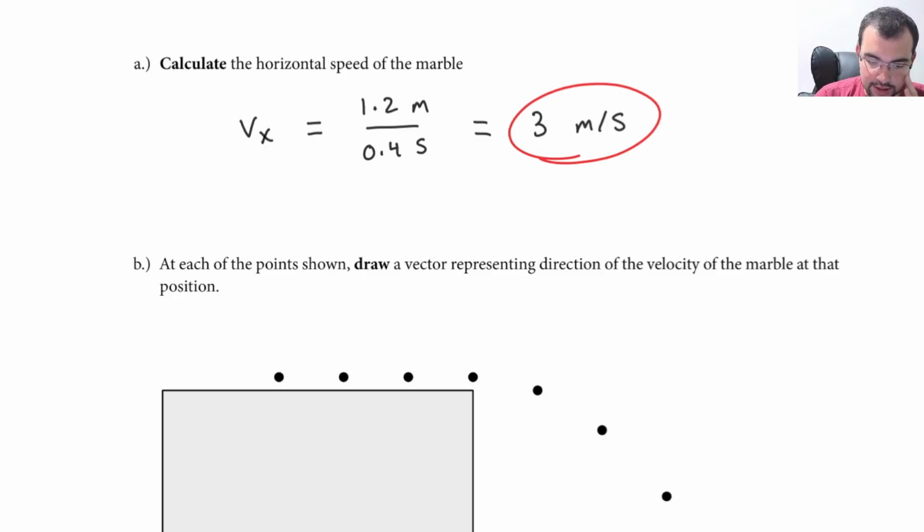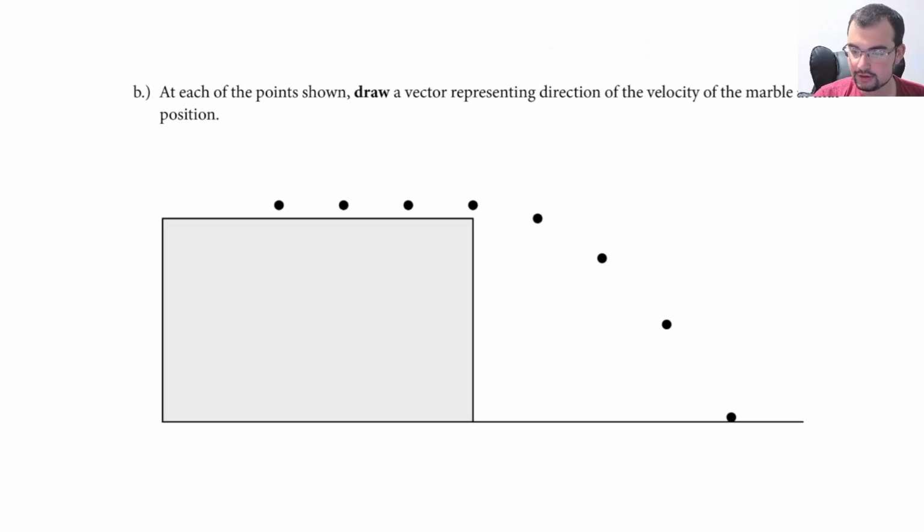Then, at each of the points shown, we're just going to draw a vector representing the velocity vector of the marble at each time. Well, it's on the table, so it's going to the right. Slides off the table, goes to the right.